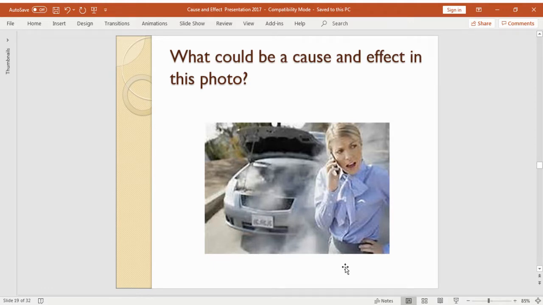Yes, the cause in this picture is that the car is smoking. It overheated, and she could not go any further. The effect, can you tell me what the effect is? Yes, it is that she has to call for help.